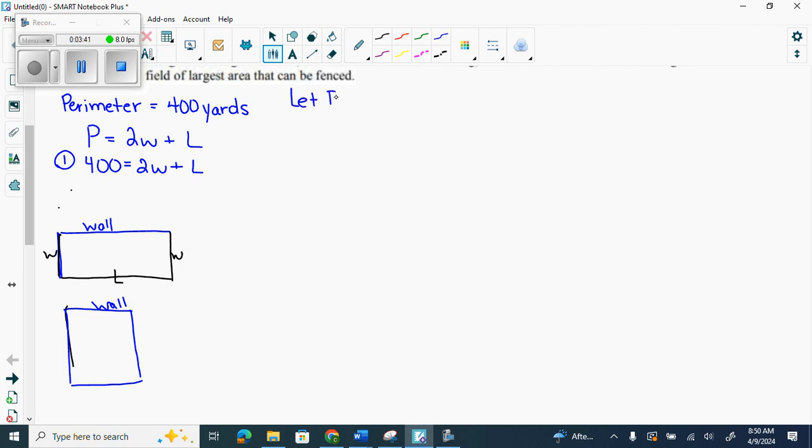Let P represent perimeter. We can't just assume that people know what our letters stand for. Let L represent length. Are we allowed to write this as rep? Yep, you actually are. And let W rep width. You're allowed to use rep because that's what it stands for.